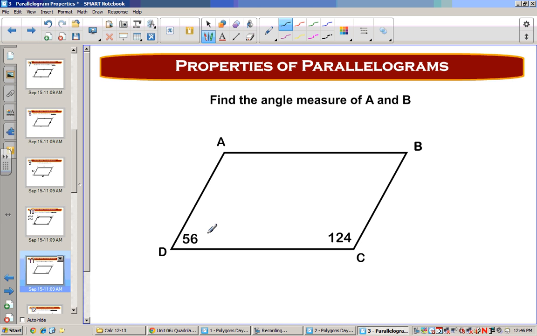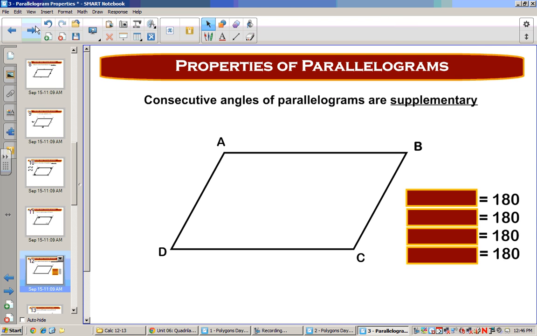Now let's find the measure of A and B. So if D is 56, B has to be 56. If this is 124, A is 124. And hopefully this isn't getting too difficult yet.